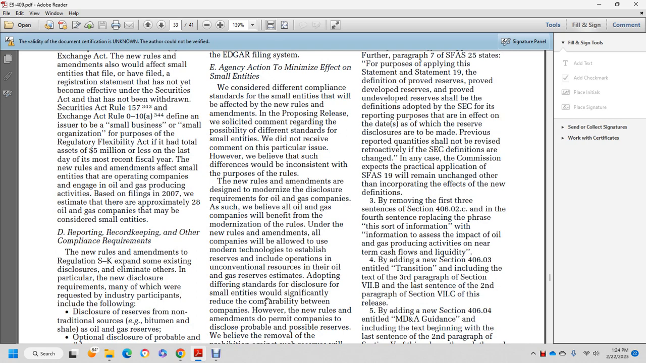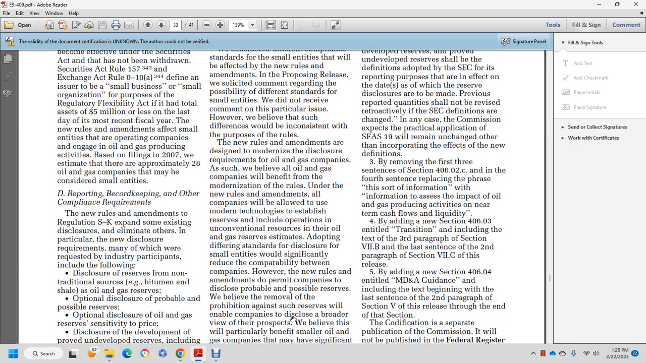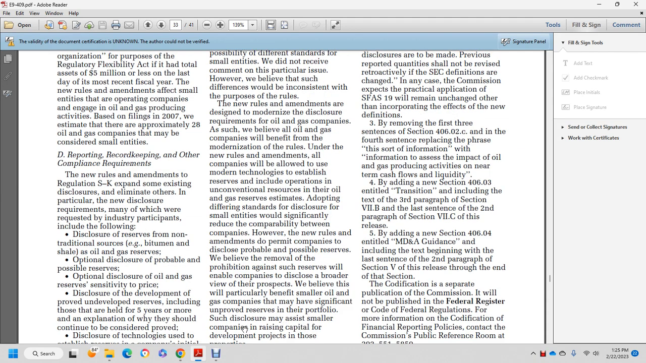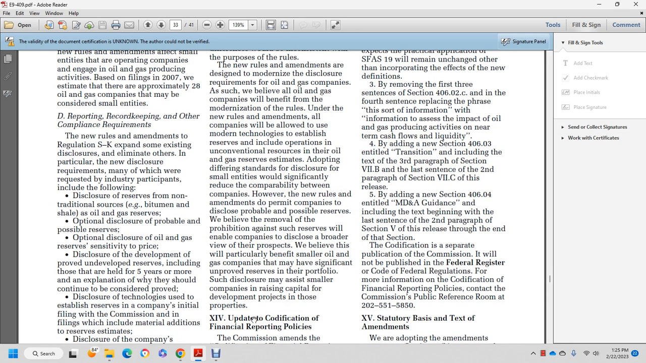Under the new rules and amendments, all companies will be allowed to use modern technology to establish reserves, including the estimation of unconventional resources for oil and gas reserves. Adopting different standards for the disclosure of small entities would significantly reduce comparability between companies. The new rules and amendments now permit companies to disclose probable and possible reserves. We believe the removal of the prohibition against such reserves will enable companies to disclose a broader view of their prospects. We believe smaller oil and gas companies may particularly benefit from a significantly improved view of their resource and reserve portfolio, and the disclosure may assist companies in raising capital for the development of projects and properties.